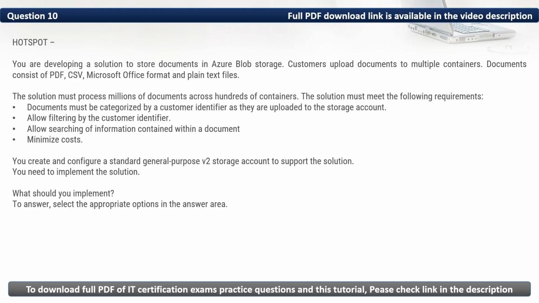Documents must be categorized by a customer identifier as they are uploaded to the storage account. Allow filtering by the customer identifier. Allow searching of information contained within a document, and minimize costs. You create and configure a standard general purpose V2 storage account to support the solution. You need to implement the solution. What should you implement? To answer, select the appropriate options in the answer area.